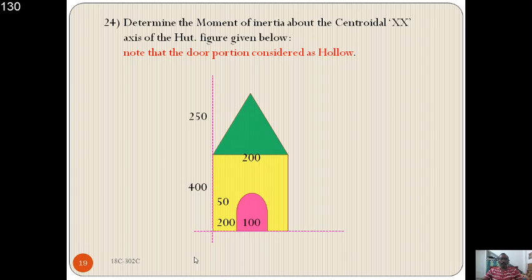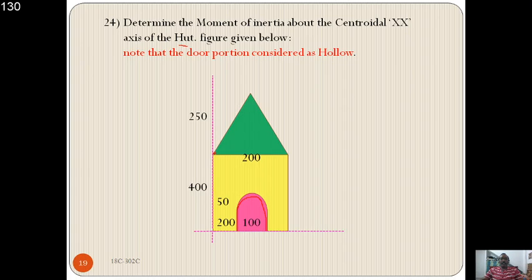So this is the door portion. Here it is the door portion, which is considered as hollow of the hut. So in the total hut, the door portion has to be considered as hollow. So this is the hollow area, and it is to be removed.